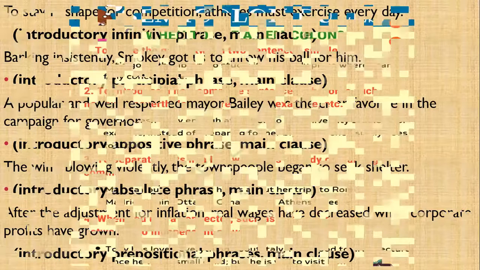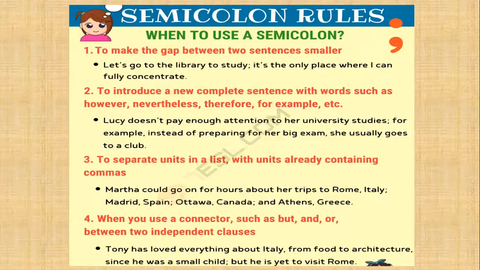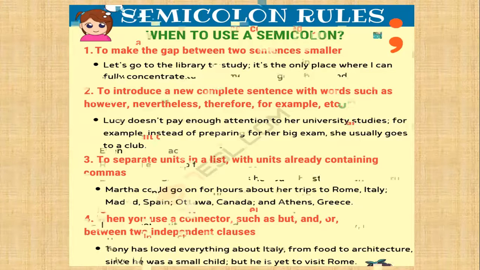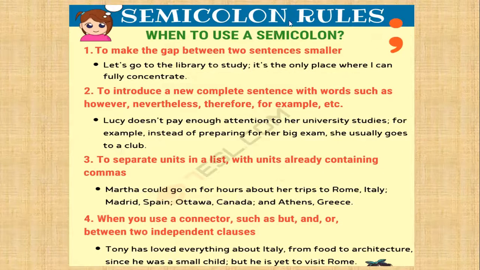Okay? So, as a review, the rules of semicolons, how to use them. Because as I read many of your papers, you still make some mistakes, and some of you don't even write semicolons. Number one is to make the gap between sentences smaller. Number two, to introduce a new complete sentence with words such as however, nevertheless, therefore, for example, etc. Next one, number three.